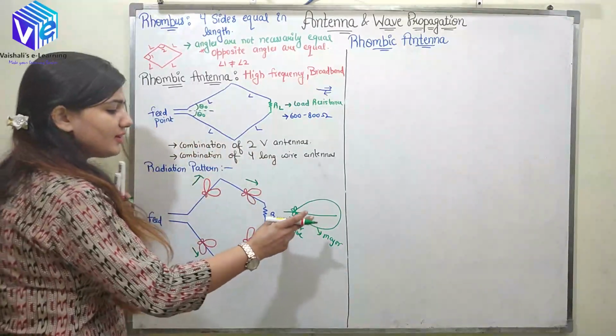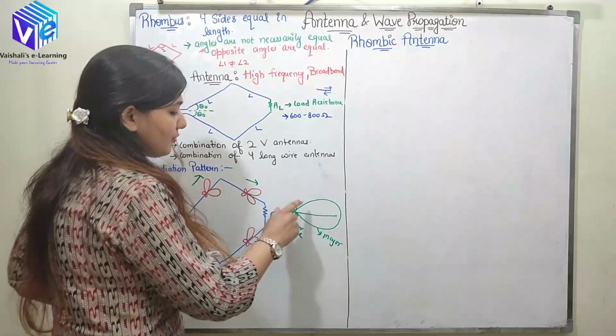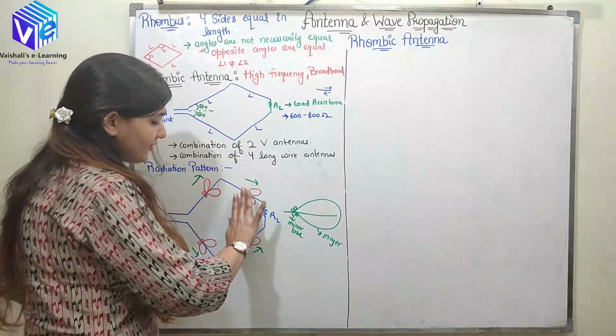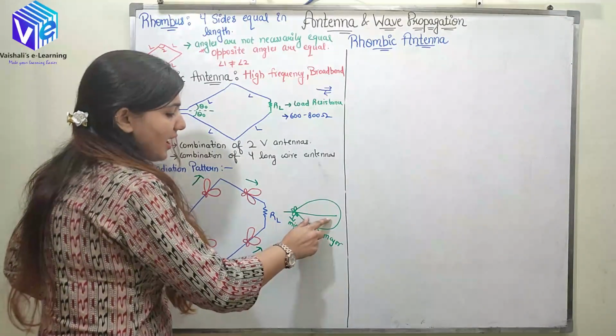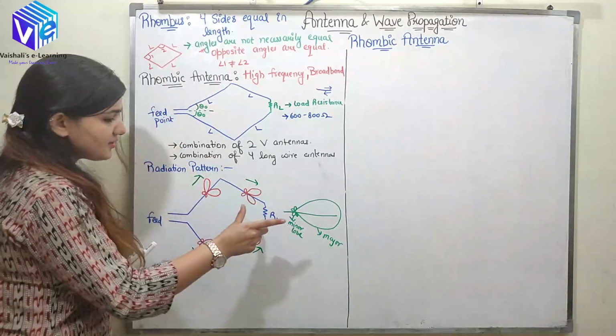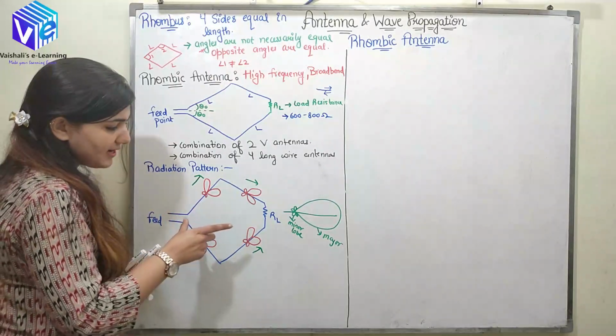Because of the huge directional property and huge gain, all of the major lobes combine in the front direction. So I'll get a huge major lobe in the front direction. This is how I'll get the radiation pattern of a rhombic antenna.